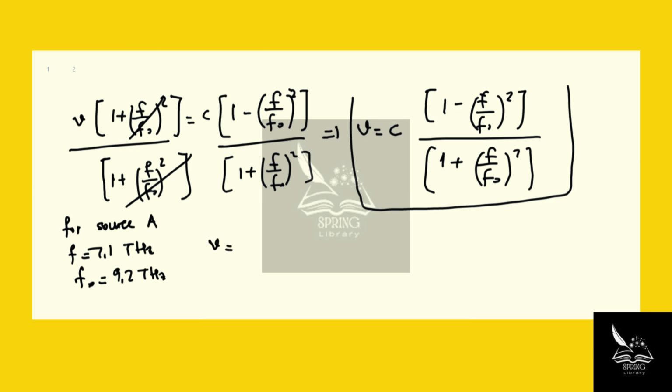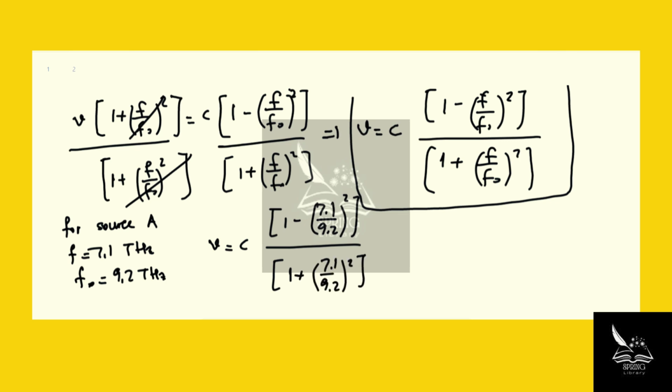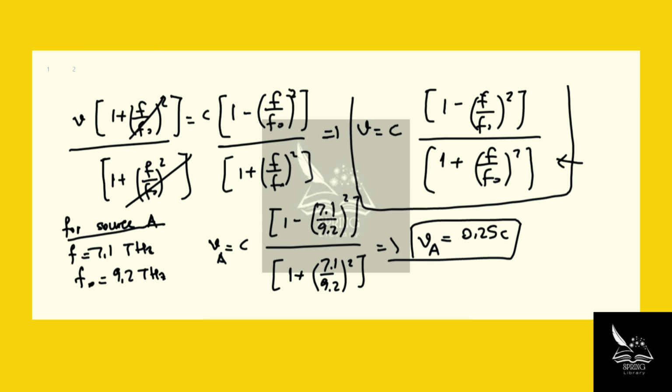Now let's look at our equation. Let's leave the speed in terms of c, so I'm not going to plug it in for c. It's 1 minus (7.1 divided by 9.2) squared over 1 plus (7.1 over 9.2) squared. If you do this correctly, then V_A, the speed of source A, is going to be equal to 0.25 c.